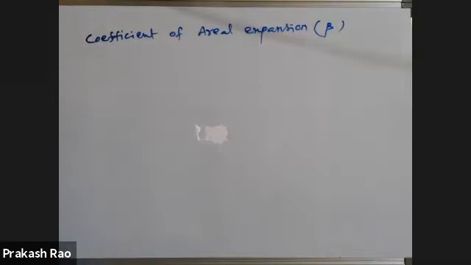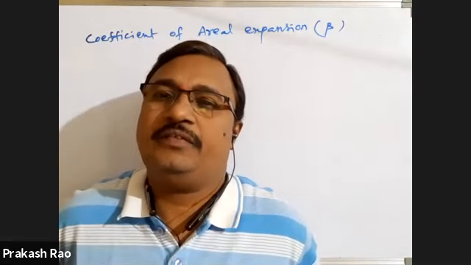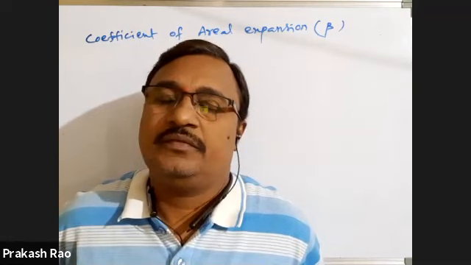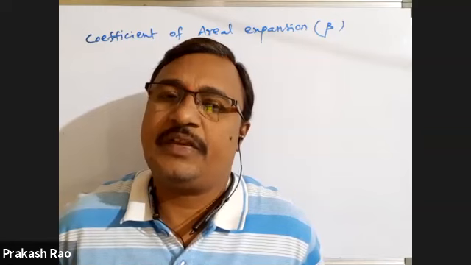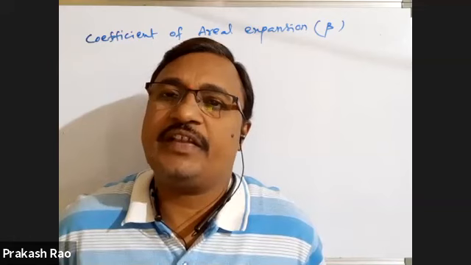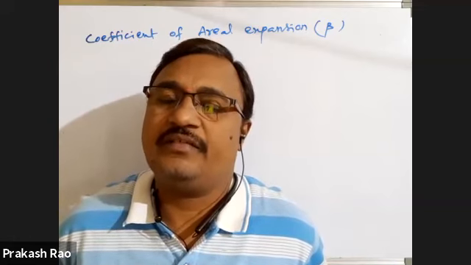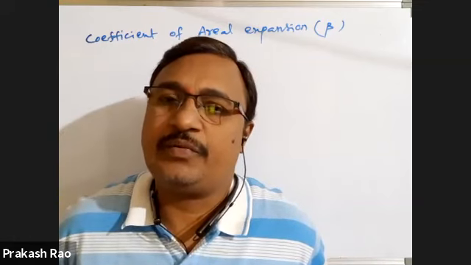It is denoted with the letter beta, coefficient of areal expansion. So what is the coefficient of areal expansion? How you define the coefficient of linear expansion, like that only, coefficient of areal expansion: the ratio of increase in area per 1 degree centigrade rise of temperature to its original area. Let us assume that at T1 degree centigrade, the area of a rectangular plate is A1. At T2 degree centigrade, let the final area of the plate be A2.